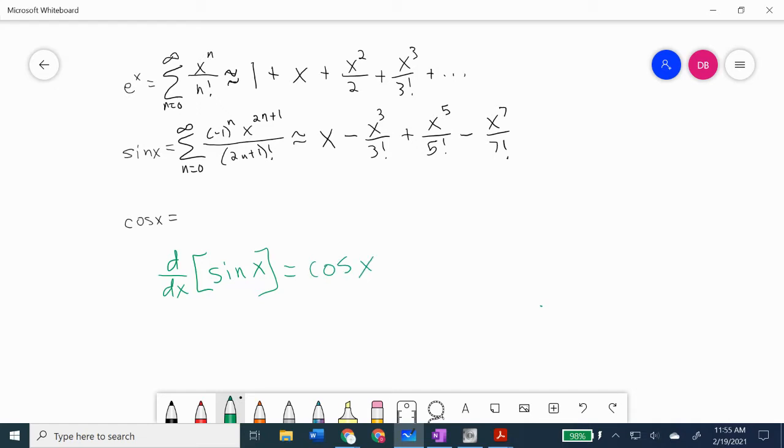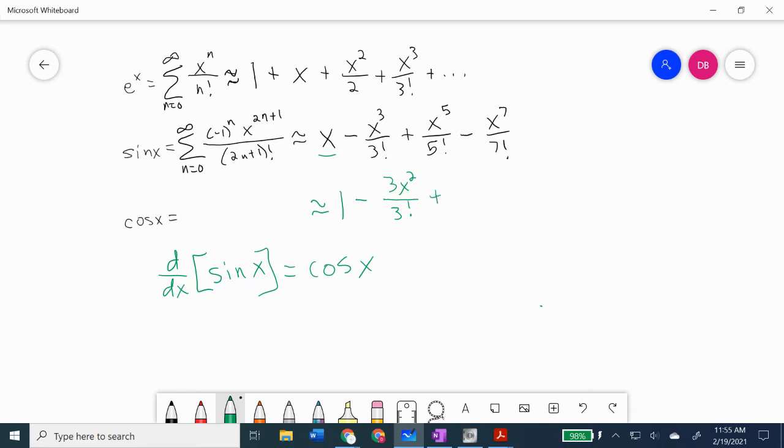So, can we take derivatives of polynomials? Yes, we can. I'm going to start with the first few terms. Derivative of x, 1. Minus, I have a constant multiple of 3 factorial in the denominator. And then I take the derivative of x cubed using the power rule, and I get 3x squared. And we'll look at the simplification in a moment.